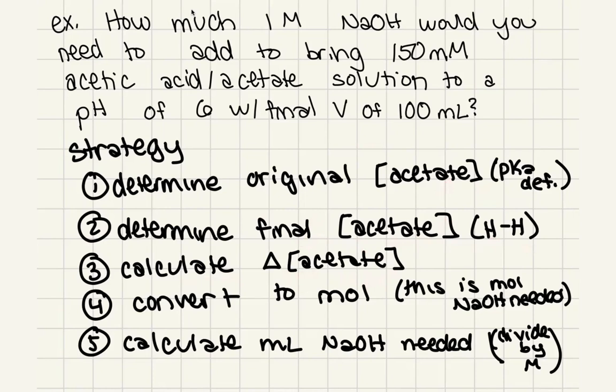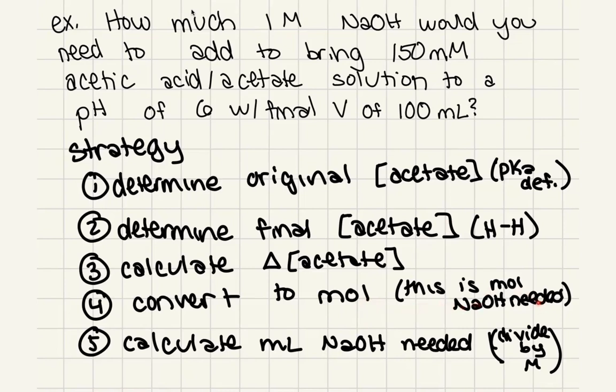Now, then what we're going to do is take that difference in concentration and convert it to moles, because that's the moles that you need to basically react. So in order to get that many moles of acetate, once you've already let it reach equilibrium, you want to see, okay, how much now do I need to add from an external source in order to get it where I want? You find the number of moles, and that's the number of moles of NaOH you need.